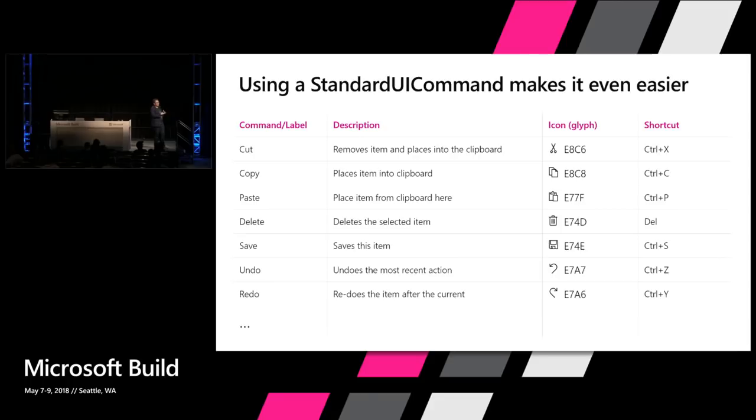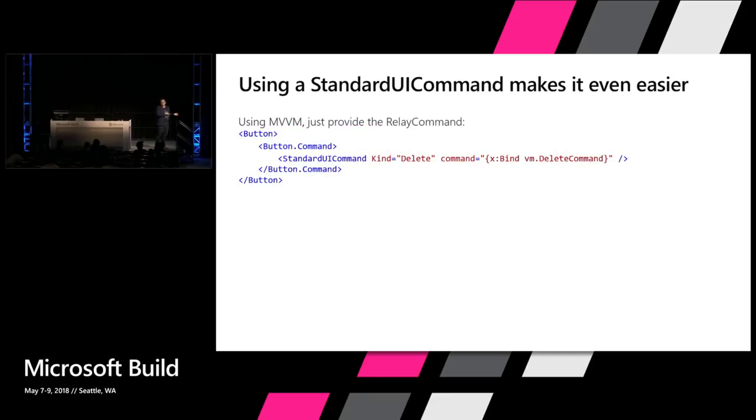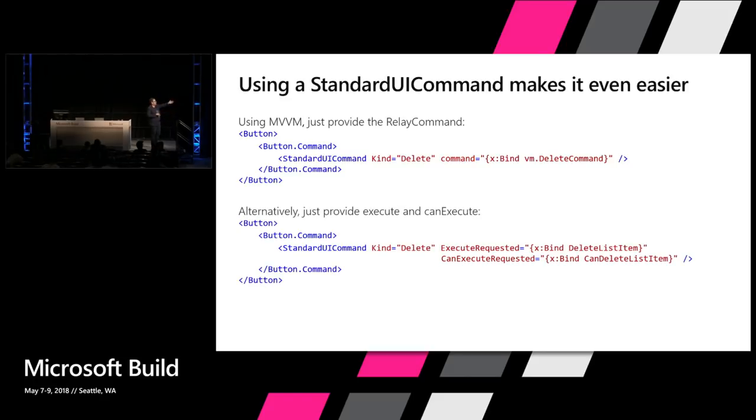It has a library of a lot of the most common commands that we see app authors use over and over and over again. And all you have to provide then is the actual implementation of the command. So if you're an MVVM developer, you can use the standard UI command. You say kind equals delete, if it's the delete one you want, for example. And then all you have to do is pass your relay command to it. And that'll handle all the UI aspects of it for you, all right? Alternately, you can explicitly provide the execute requested and can't execute requested. So we think UI command and standard UI command will really make it a lot easier for you to expose your commands in your app in all the different surfaces you want.